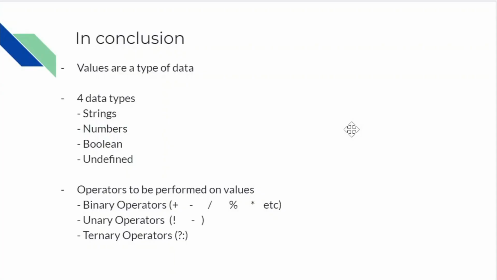In conclusion, we looked at values as a type of data. We looked at four data types: strings, numbers, boolean, undefined. And we also looked at operators to be performed on these values. We looked at binary operators, unary operators, and even ternary operators. This is all for the first chapter of the book.